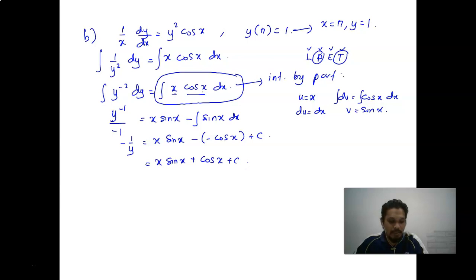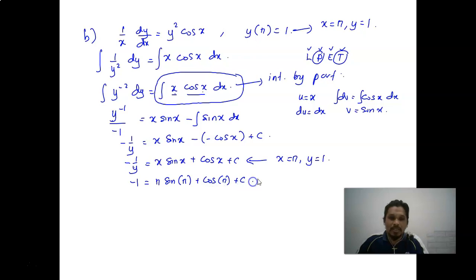Okay, so what's next? Until here we have negative 1 over y. It's time for us now to substitute the values x equal to pi and y equal to 1. So y equal to 1, negative 1 over 1 or negative 1, equals pi sine pi plus cos pi plus c.